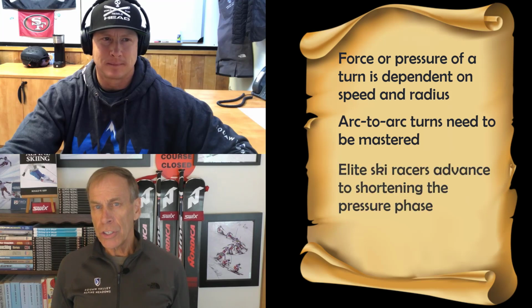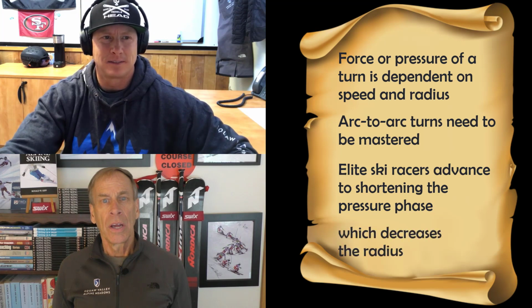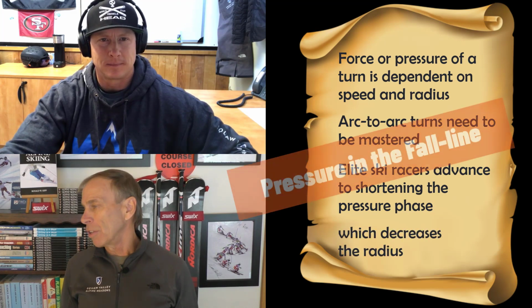Arc-to-arc turns need to be mastered. Elite ski racers advance to shortening the pressure phase, which decreases the radius. And don't forget, pressure in the fall line.